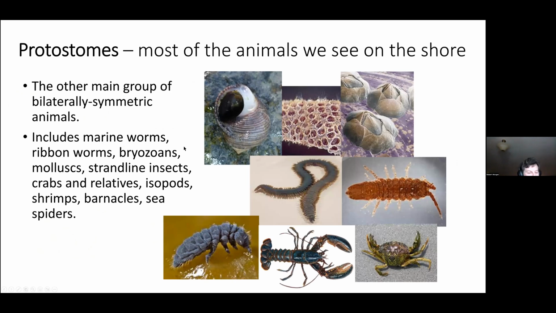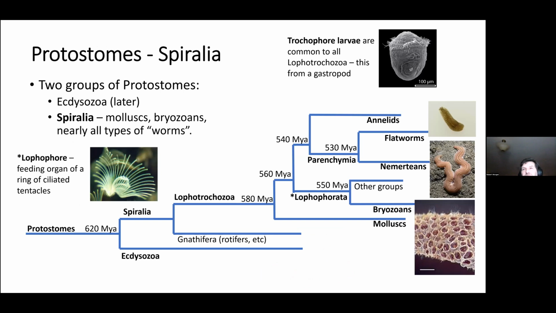Okay, and seeing my time is getting on a bit now, I'll try to go through the others fairly quickly. Protostomes, the other group: most of the things we see on the shoreline are actually protostomes. This group includes mollusks and crustaceans and worms and various other things.